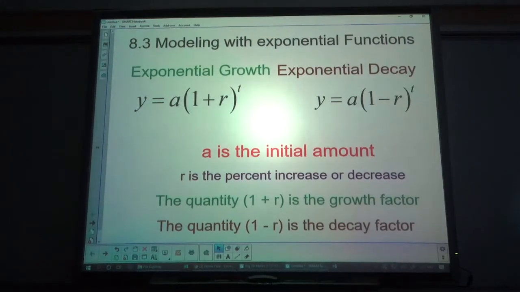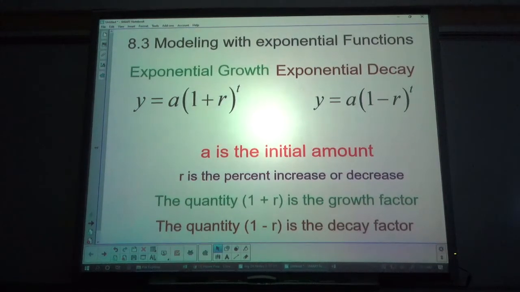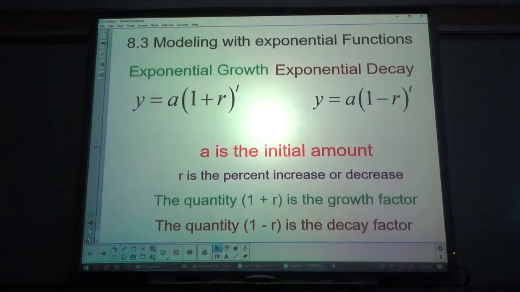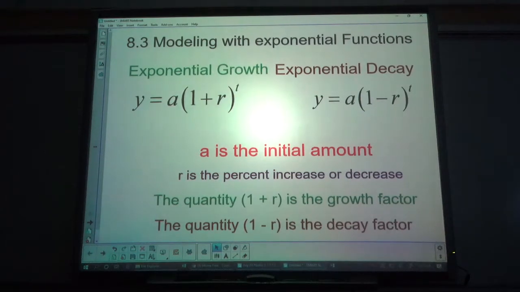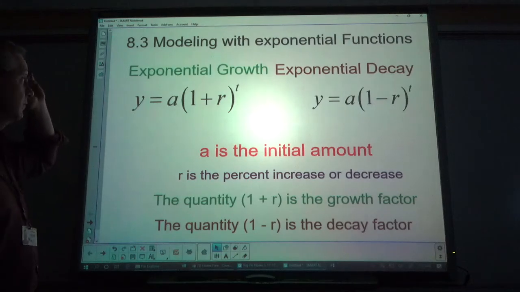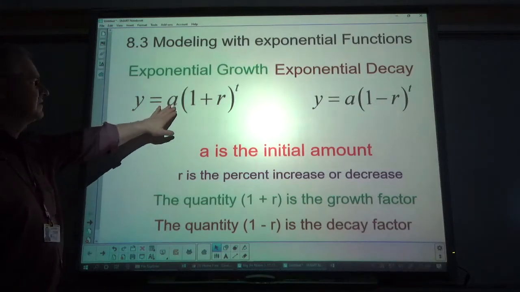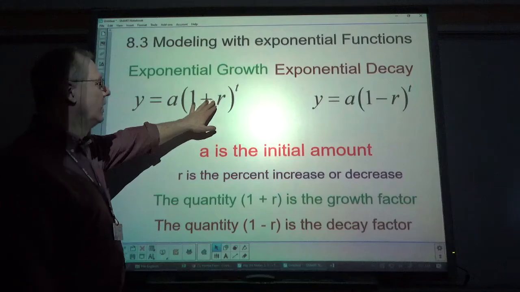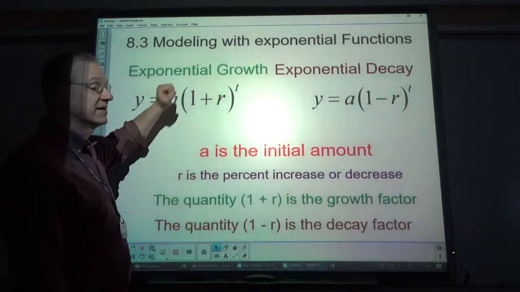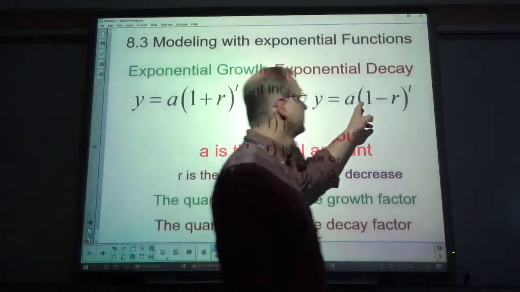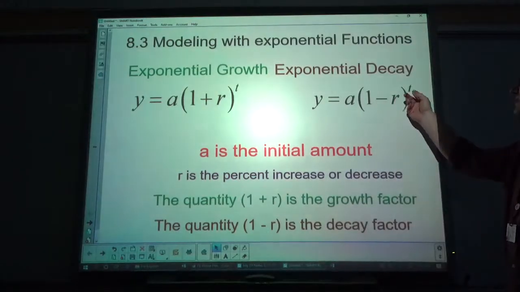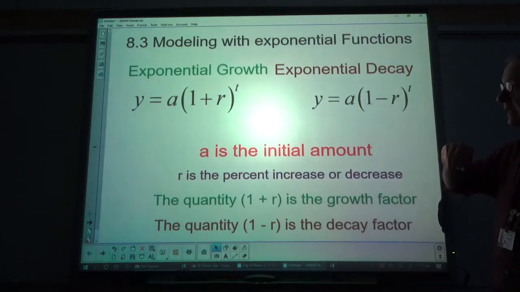Welcome. Today we're going to talk about modeling with exponential functions. Exponential growth and exponential decay are the two types that we're working with. Y equals A times 1 plus r to the t is exponential growth. Y equals A times 1 minus r to the t is exponential decay.